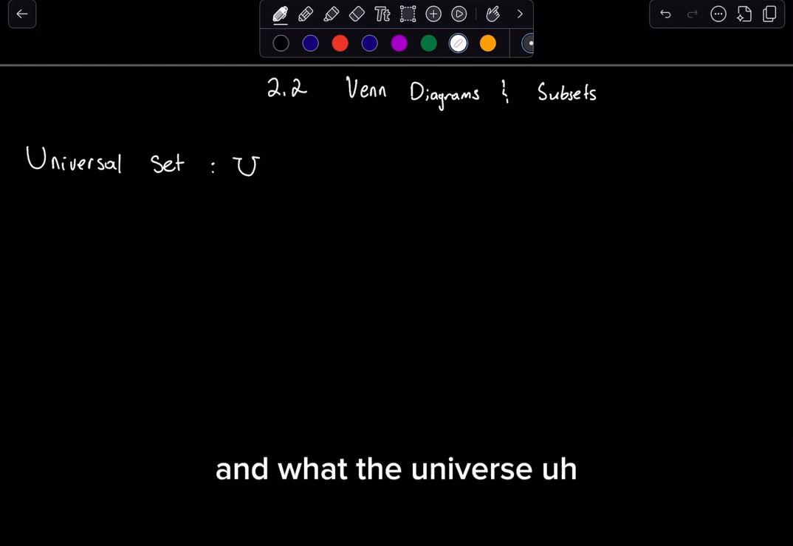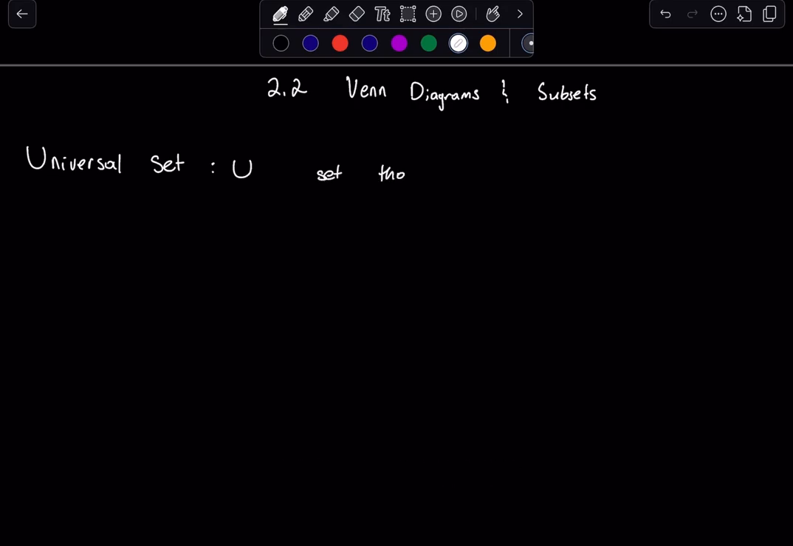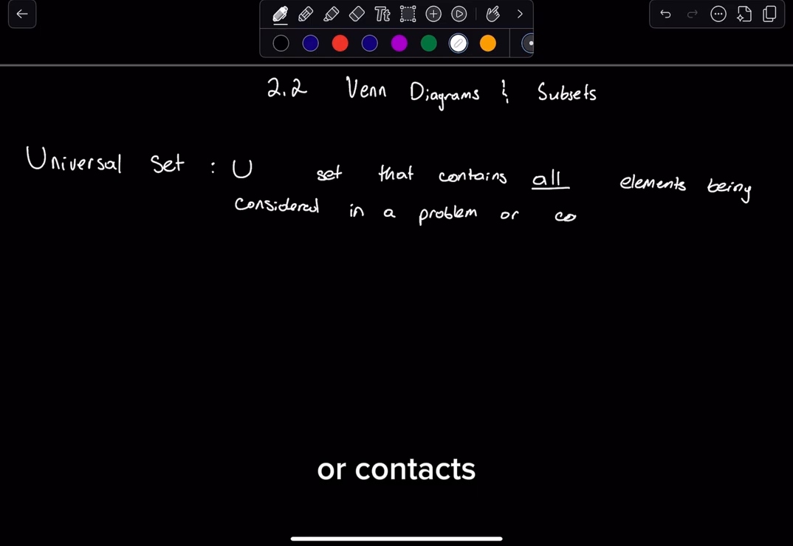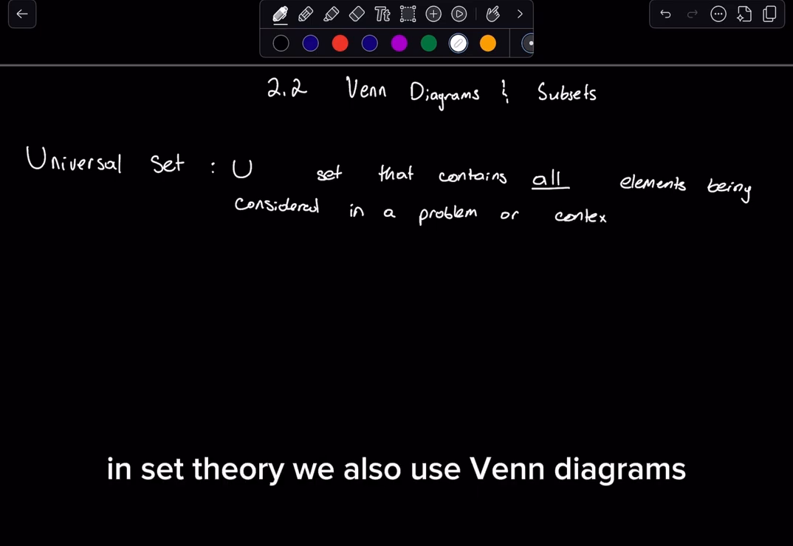The universal set is the set that contains all elements being considered in a particular problem or context. In set theory, we also use Venn diagrams.